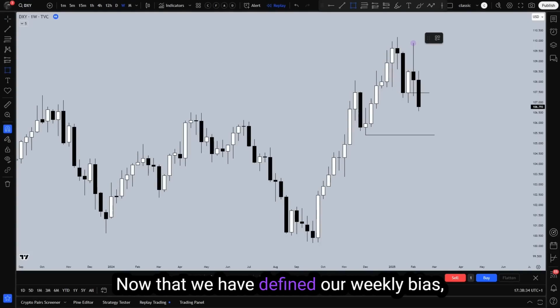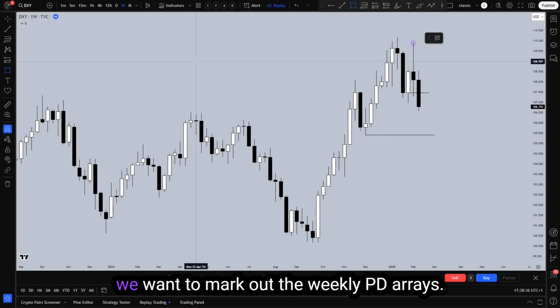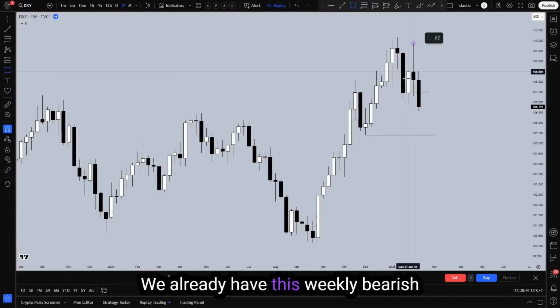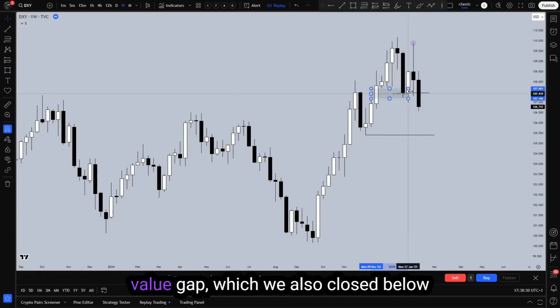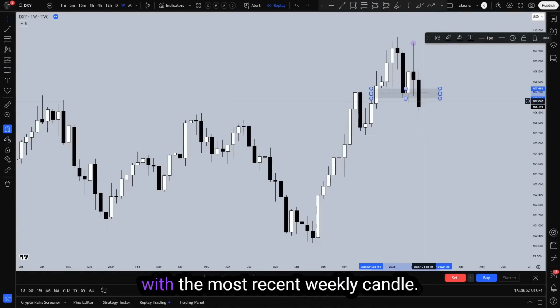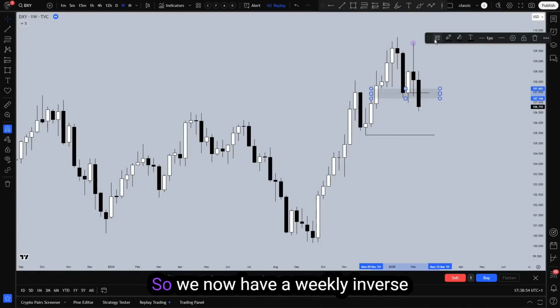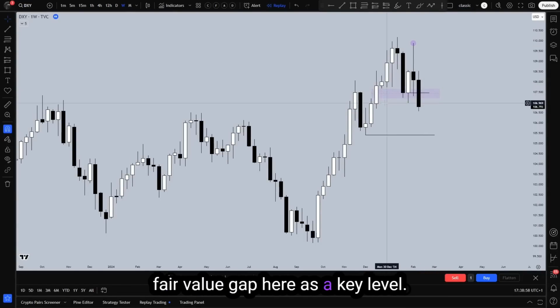Now that we have defined our weekly bias, we want to mark out the weekly PD arrays. We already have this weekly bearish order block. And if you check the buy side, we also have this bullish value gap, which we also closed below with the most recent weekly candle. So we now have a weekly inverse value gap here as a key level.